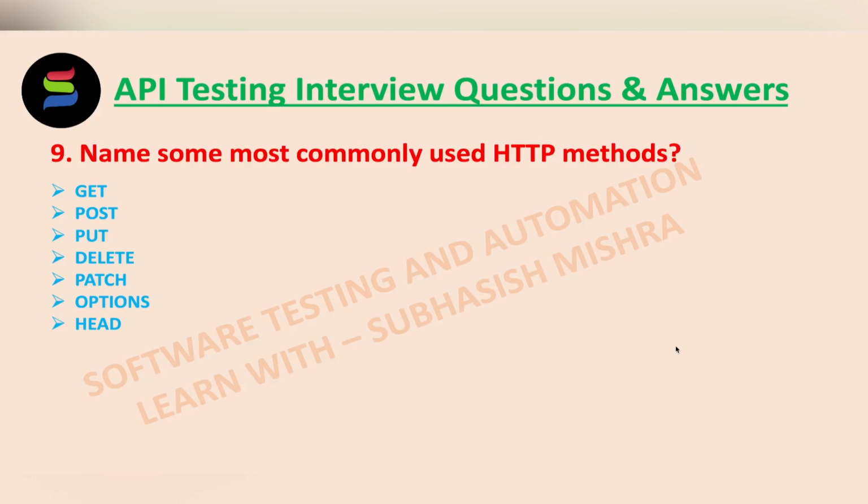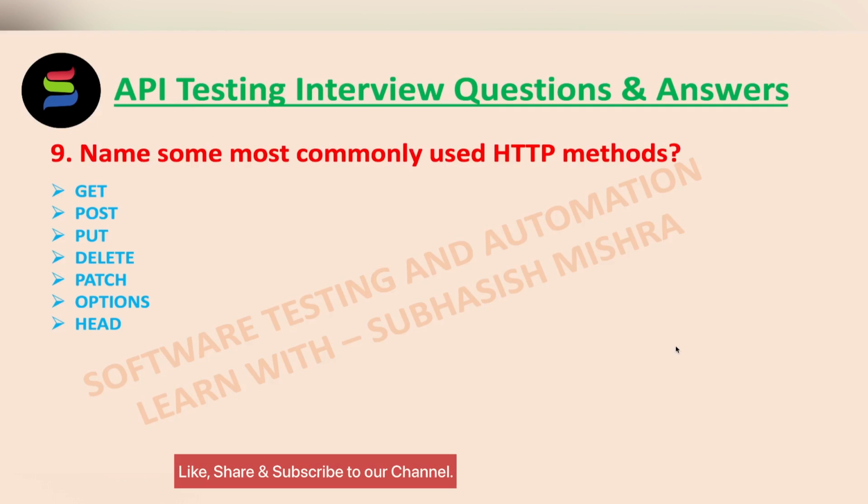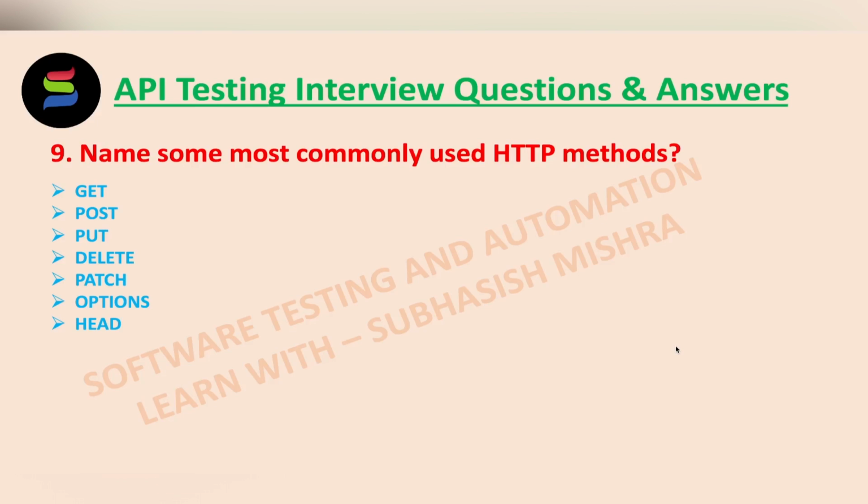Then we have PATCH. Using the PATCH method, you can partially update a resource. A very important question people ask is: what is the difference between PUT and PATCH? In PUT, you can update the complete payload. You can update everything. But in PATCH, you can update a very specific thing. That's why we call it a partial update of a resource.